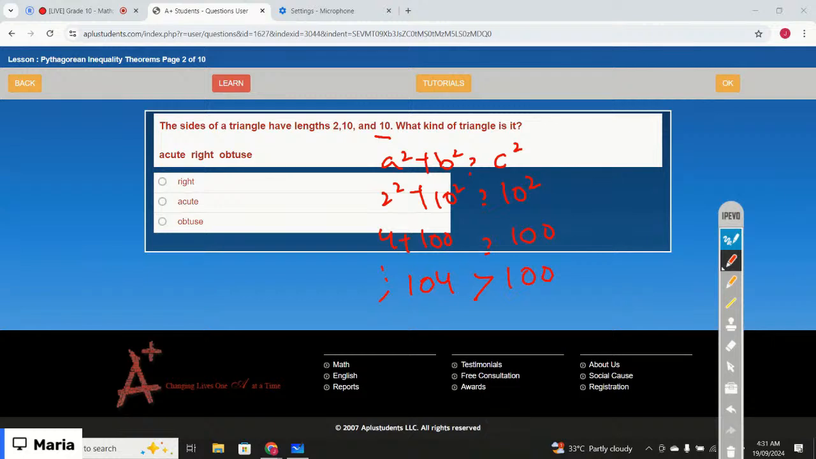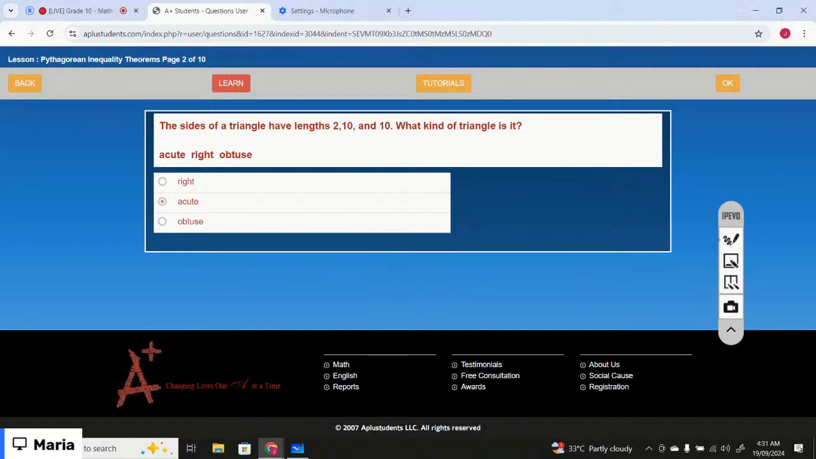That means that is an acute triangle. The correct option is acute triangle. It is right. Option number 2 is the correct option.